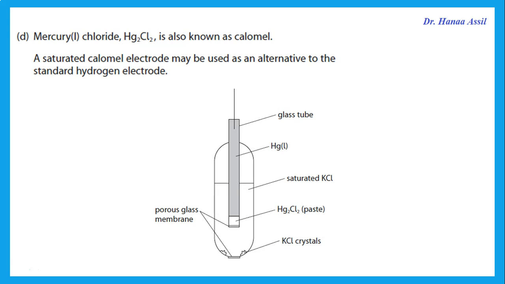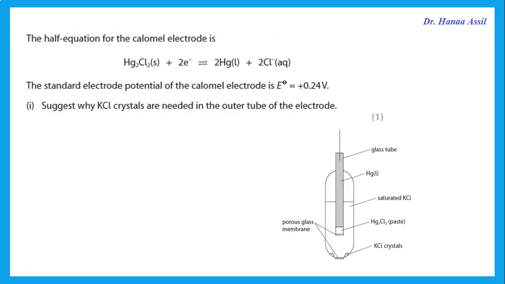Okay. Mercury(I) chloride is also known as calomel. A saturated calomel electrode may be used as an alternative to the standard hydrogen electrode. We did not study the calomel, but it gives me the basic setup of the calomel electrode. The half equation for this electrode is this. The standard electrode potential of the calomel is this.